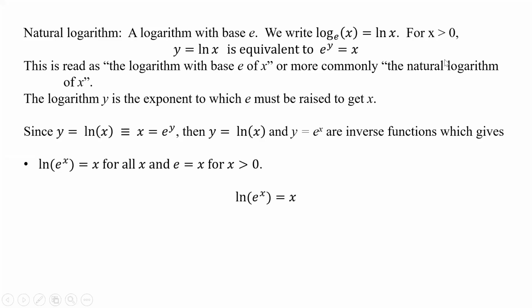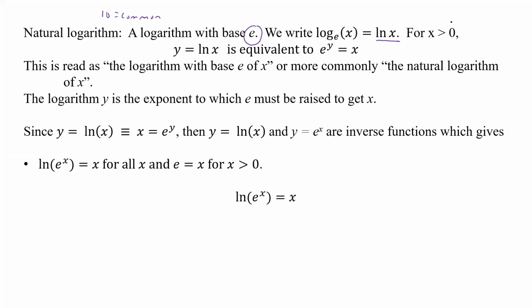All right, so before we were looking at common logs, now we're going to switch over to natural logs. Natural logs are logarithms with a base e. So that's the difference. A common log had base 10. Now with natural logs, that's base e. We usually write that as log base e of x, or more commonly ln of x, because this is what you're going to find on your calculator.